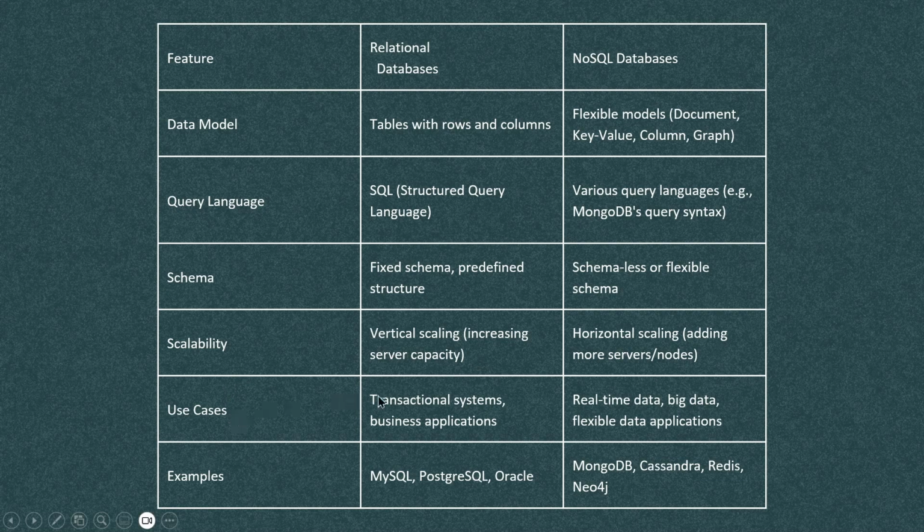And coming to the use cases, relational databases are used in transaction systems, like the bank system I mentioned, where simple relational databases are enough, and in business applications which involve tables. And for NoSQL databases, the use cases are real-time data, big data, or flexible data applications. These are examples of relational databases: MySQL, Postgres, and Oracle. And these are examples of non-relational databases: MongoDB, Cassandra, Redis, and Neo4j. Okay, guys.